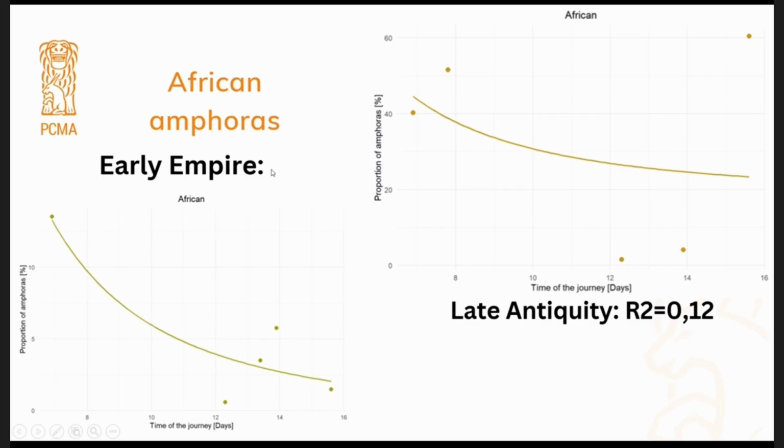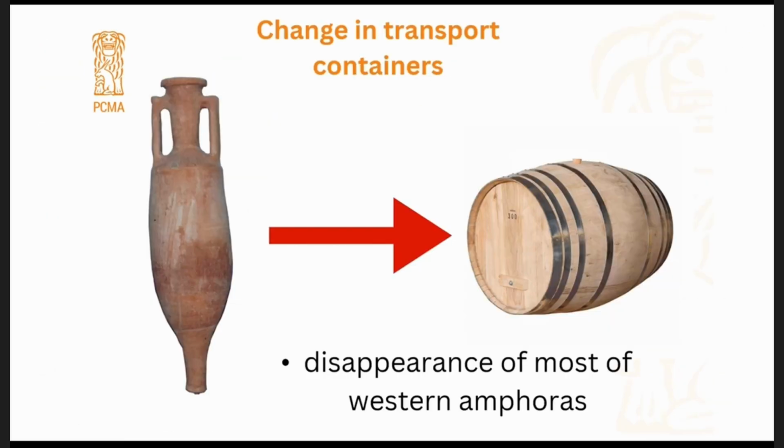I don't know why there is no R square here for the early empire, but again, we see correlation. The correlation here was around 0.882, so also close to 1. And here for late antiquity, the correlation of the proportion of African amphoras with distance is very, very low. We clearly see that very far from Africa, in the Adriatic Italy, the proportion of African amphoras is extremely high.